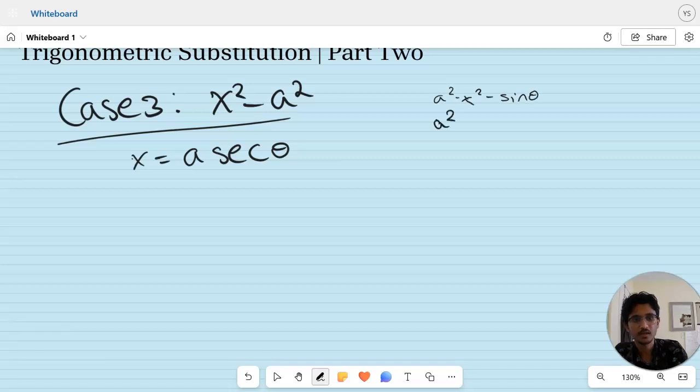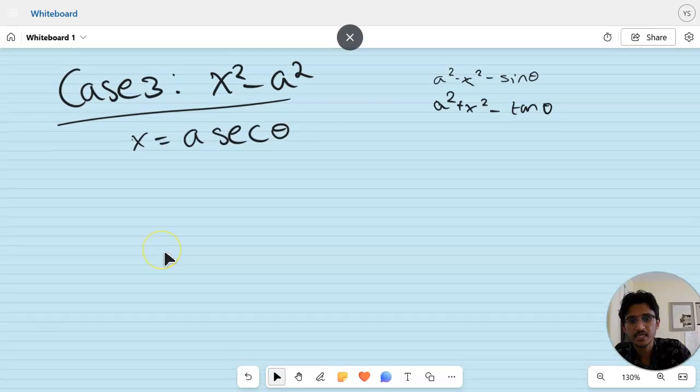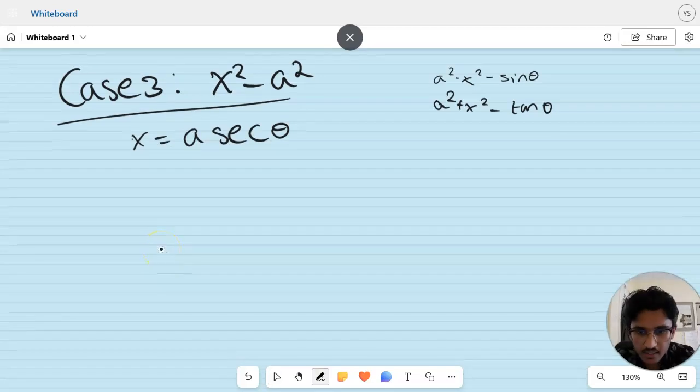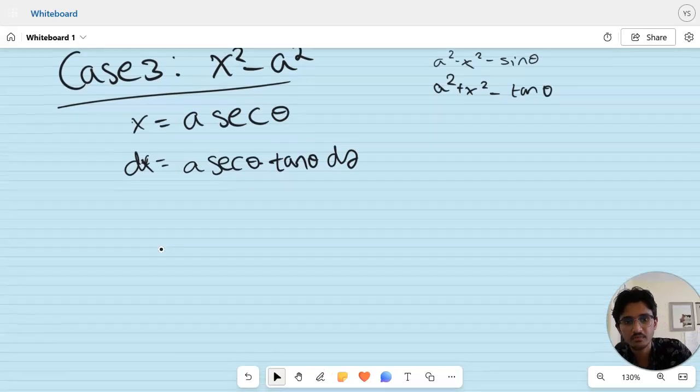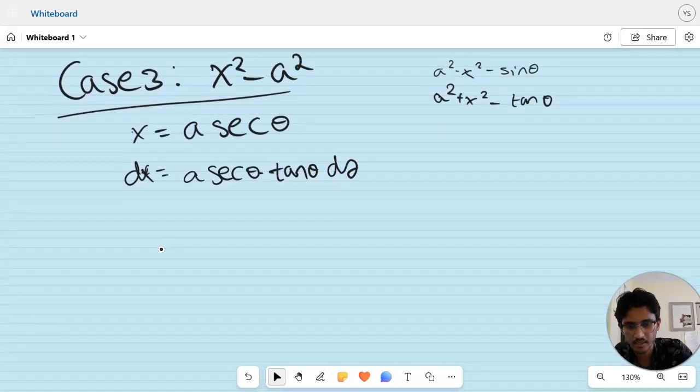And a squared plus x squared, that's going to be our tangent. But x squared minus a squared, that is going to be secant theta. What is the derivative of secant theta? You guessed it right, it's going to be a secant theta tangent theta. Just to remind ourselves, a is going to be a number.